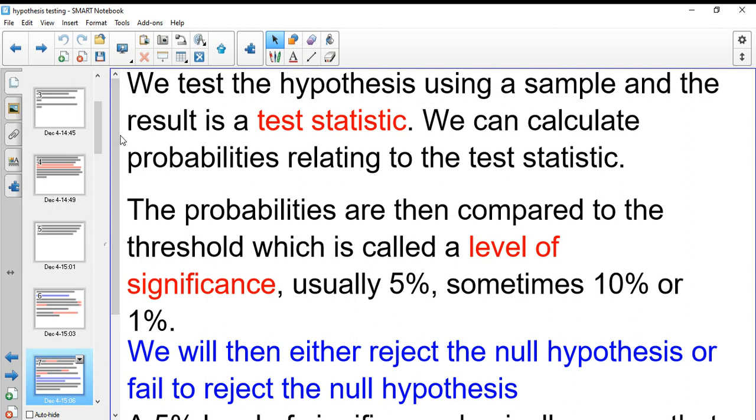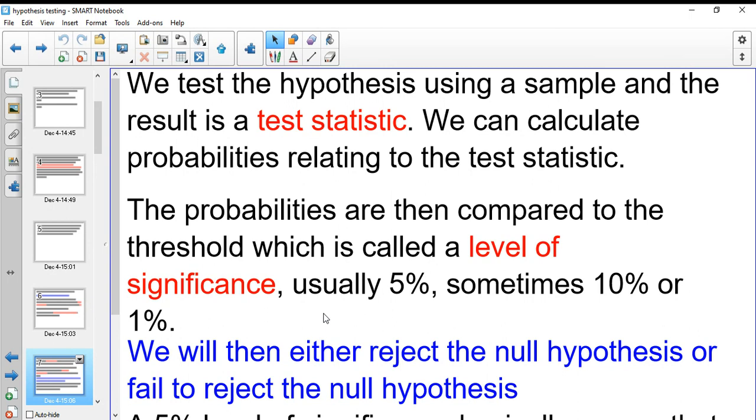Once we've got our hypotheses, we will then, using information from a sample, do some calculations relating to a test statistic. You'll understand what that means shortly when I go through an example. And then this is compared to what we call a level of significance, or a significance level. So that is the chance of something happening being small. So this is how small is small.